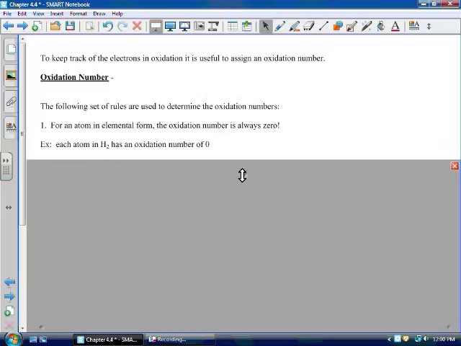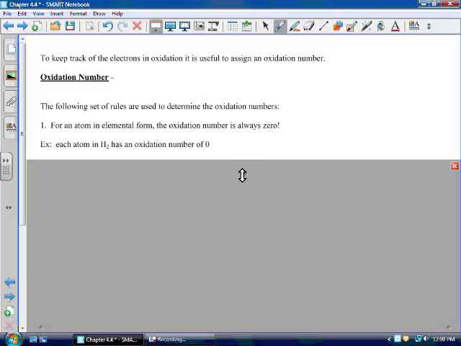Rule number 1 says for an atom in elemental form, the oxidation number is always 0. We talked about the fact that if you see an element existing by itself, it's going to have no oxidation number because elements are neutral overall in charge. They have no charge to them. Hydrogen, for example, is listed as H2. We know that H2 is the form that hydrogen exists in because it is a diatomic molecule. In a chemical reaction, if I see H2 written, hydrogen in that case has a 0 oxidation number.